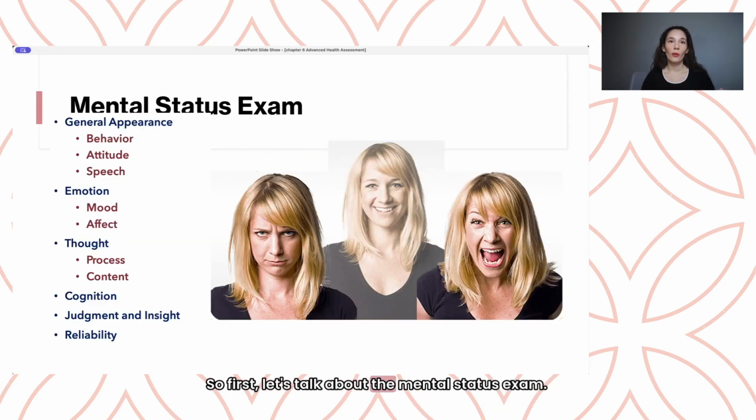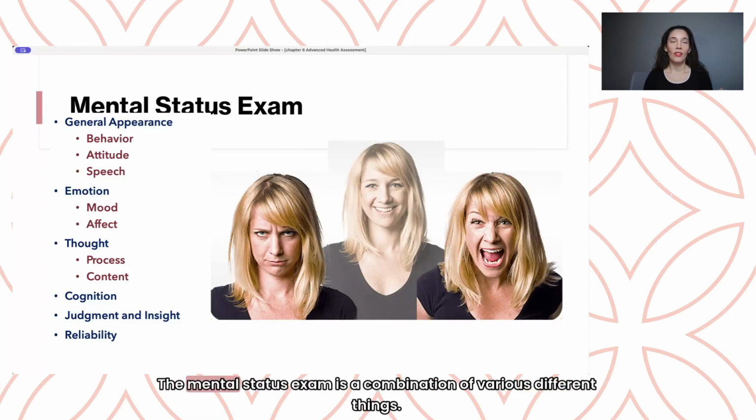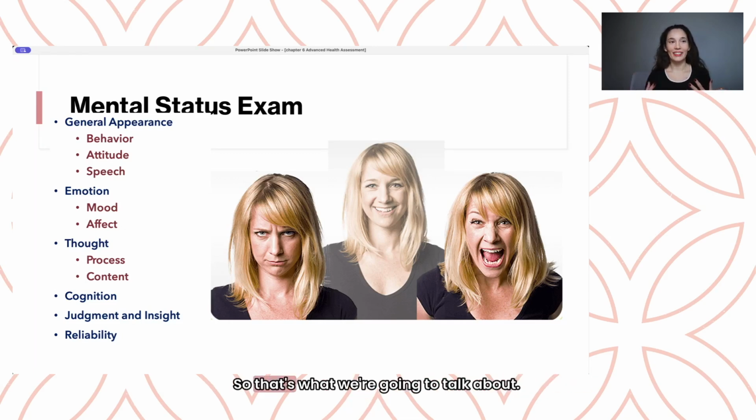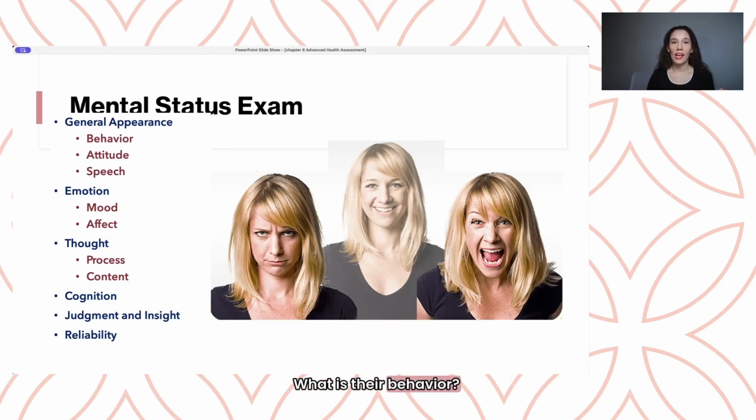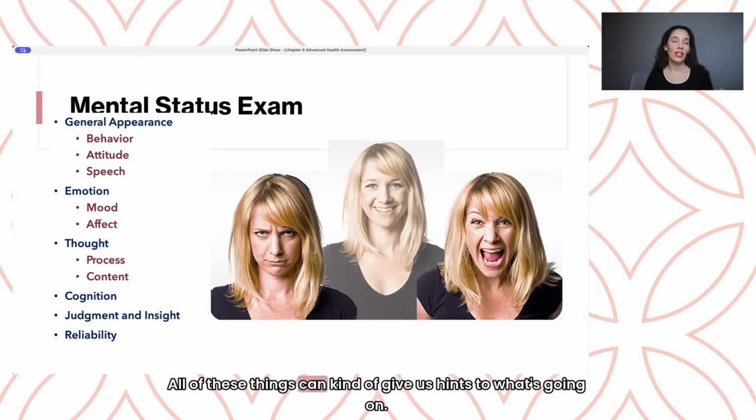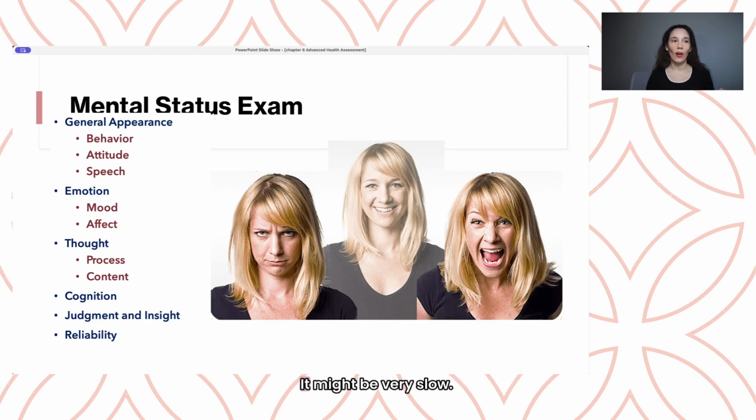So first, let's talk about the mental status exam. The mental status exam is a combination of various different things. So that's what we're going to talk about. The first part is we're looking at the general appearance of the patient. What is their behavior? What is their attitude? What are their speech patterns? Sometimes they might be very soft. They might be very loud. They might be very fast. They might be very slow. All of these things can give us hints to what's going on. So it helps with our diagnosis.